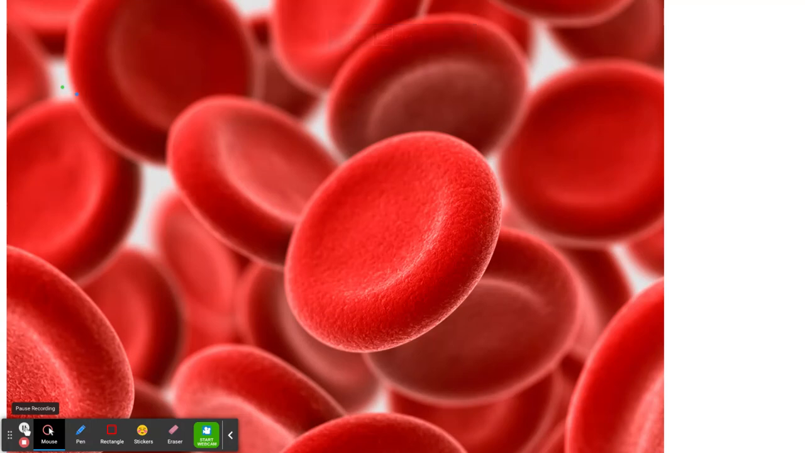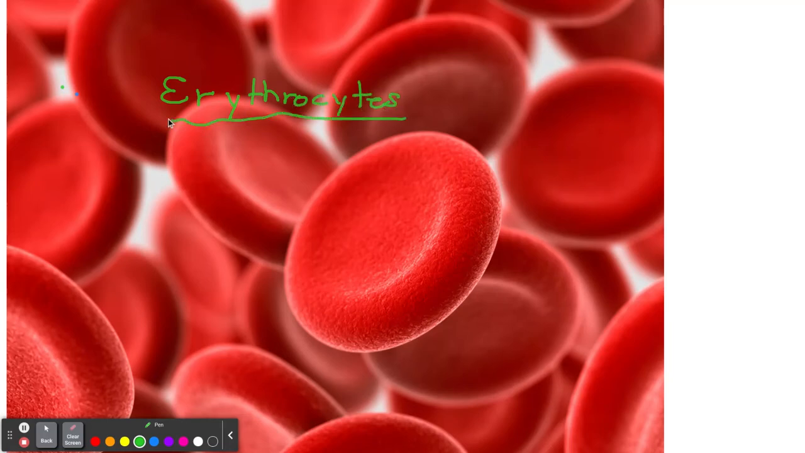So here are the red blood cells, right? They're also called erythrocytes. So let me write that down. You might hear it as erythrocytes. And we'll use green, it should go perfect with the red. So erythrocytes are red blood cells. That's all they are, erythrocytes. So we'll just say red blood cells.